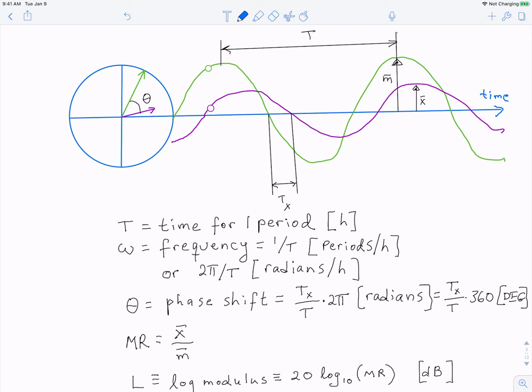The green dot, as you can see, is close to the top of its curve, while the purple dot still has some time to go before it reaches its peak. The hands on this imaginary clock move one full rotation in t hours. That traces out a full period for both curves. The frequency, omega, is then 1 over t periods per hour. A complete rotation is also 360 degrees, or 2 pi radians.